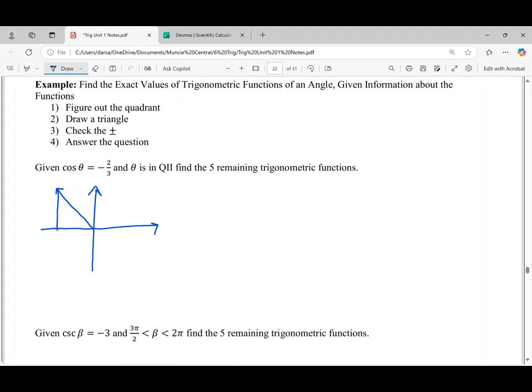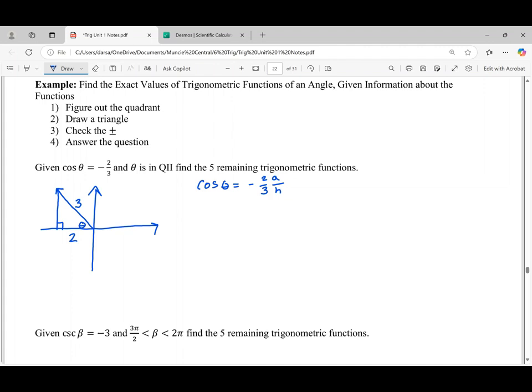We're going to drop from the terminal side that perpendicular to create the reference triangle. Remember, our reference angle theta is next to the origin. Now, what do I know about this? I know that cosine of theta is -2/3. And if I know my SOHCAHTOA, I know that this is adjacent over hypotenuse. So for my theta, the adjacent side is length 2 and the hypotenuse side is length 3.